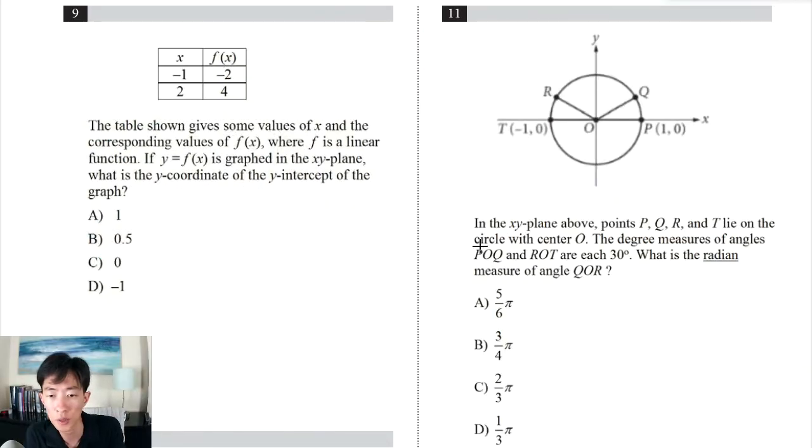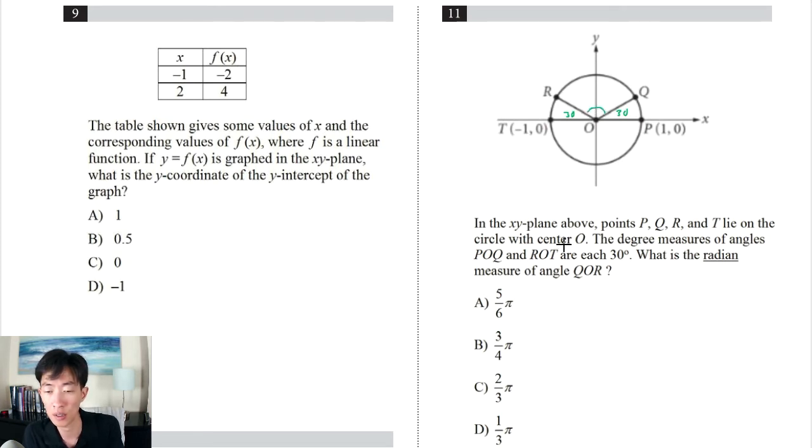Question 11. In the xy plane above, points P, Q, R, and T lie on the circle with center O. The degree measures of angles POQ and ROT are 30, so we can mark those here, 30 and 30. What is the radian measure of angle QOR? So they want to know what this one is.